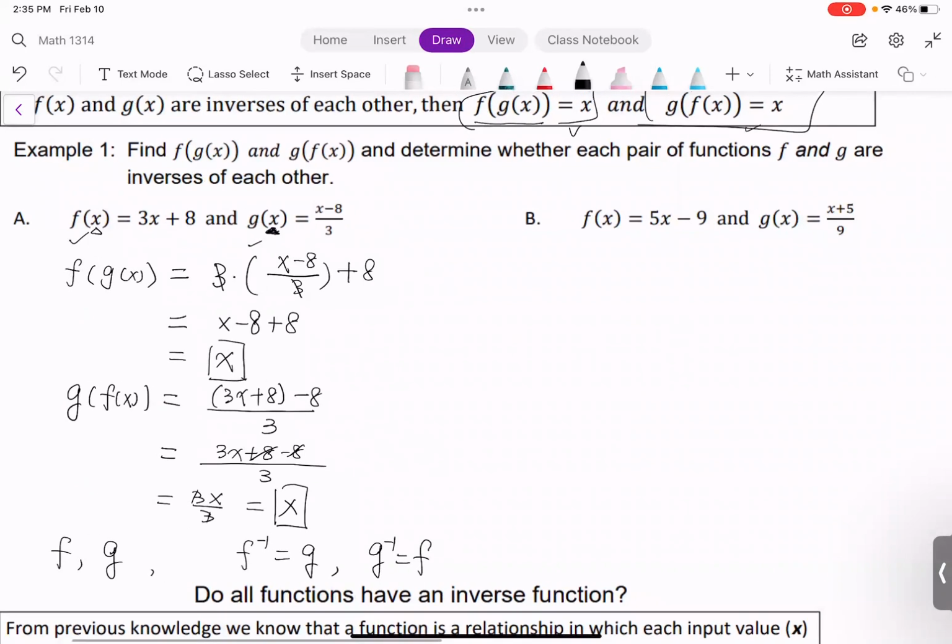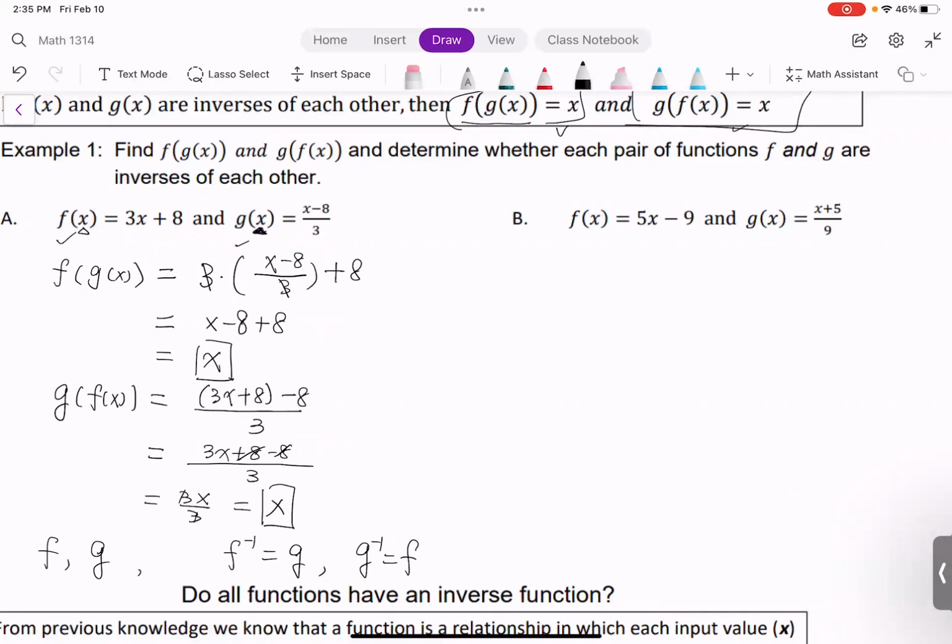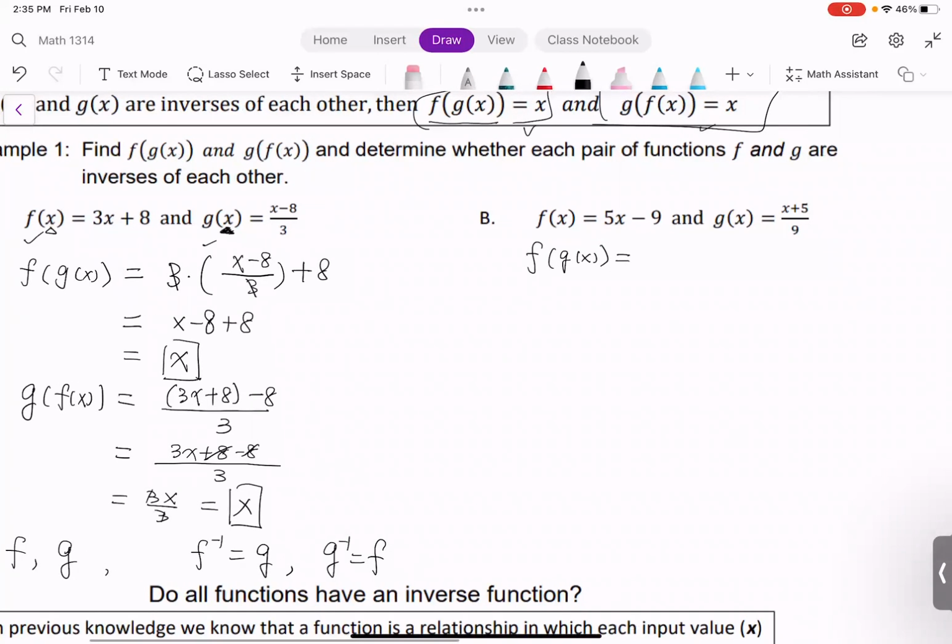Okay, let's see number B. If f and g are inverses of each other, let's say, what is f of g of x? All the x here need to be replaced by g. So 5 times (x + 5 over 9) minus 9, and nothing can be canceled. We have 9, so 9 is the bottom: (5 times (x + 5) minus 9). I tried my best. I cannot make an x here. So they are not equal.